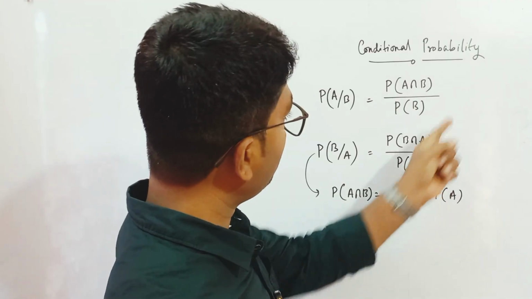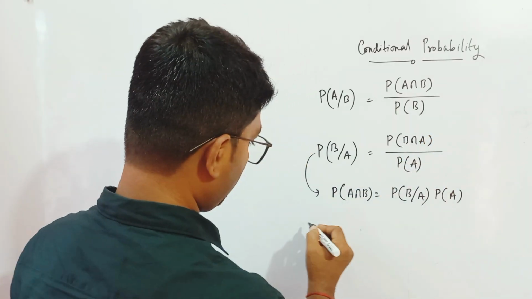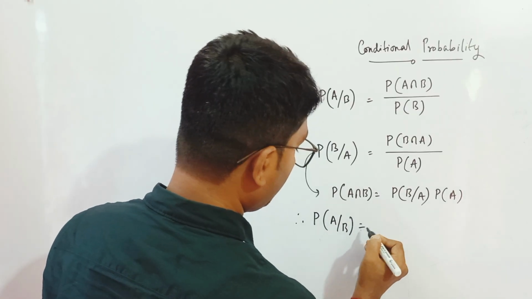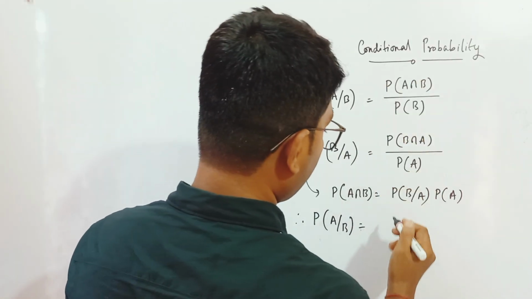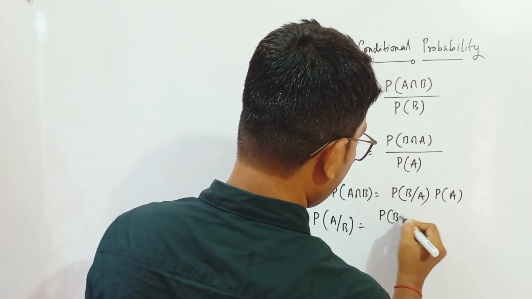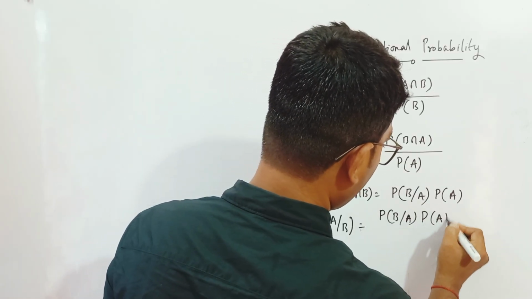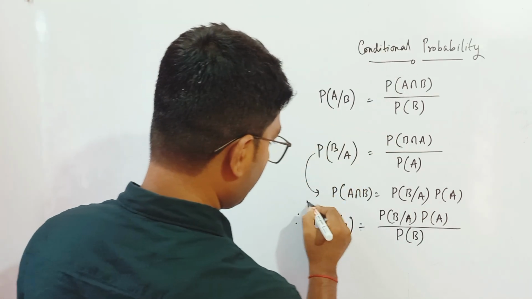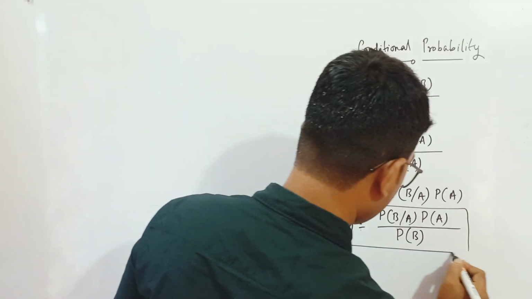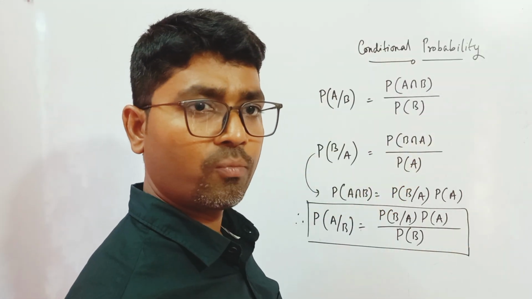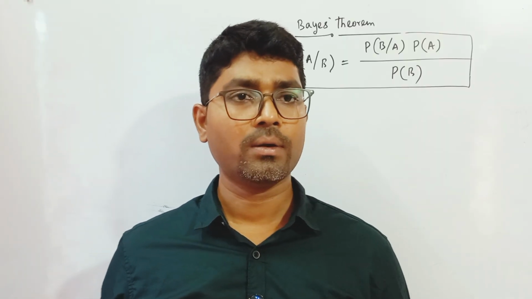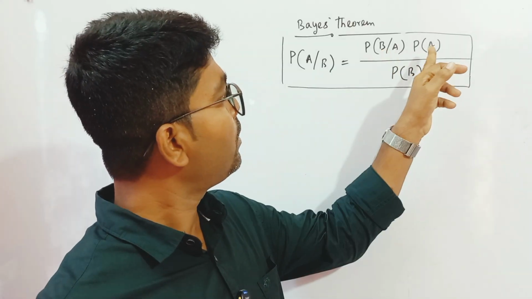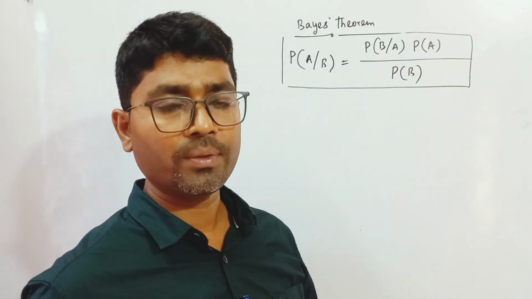Now I can replace this value in our previous equation. Therefore, P of A by B equals P of A intersection B by P of B, which is P of B by A into P of A by P of B. So that is our Bayes theorem formula. Our Bayes theorem states that P of A by B equals P of B by A multiplied by P of A, divided by P of B.